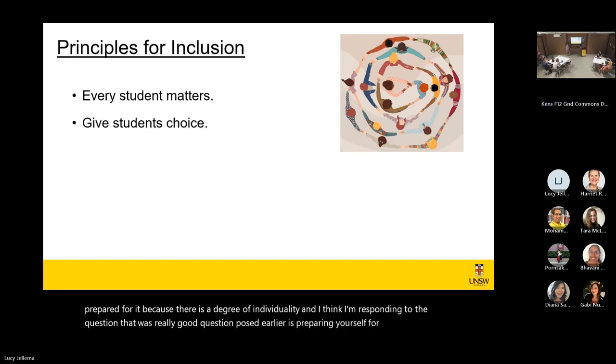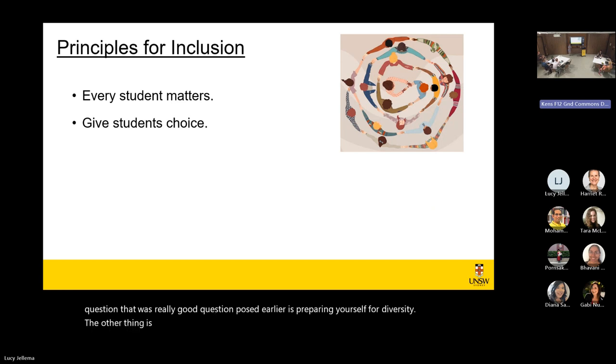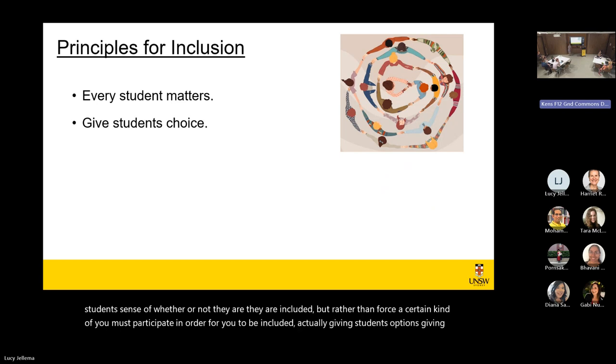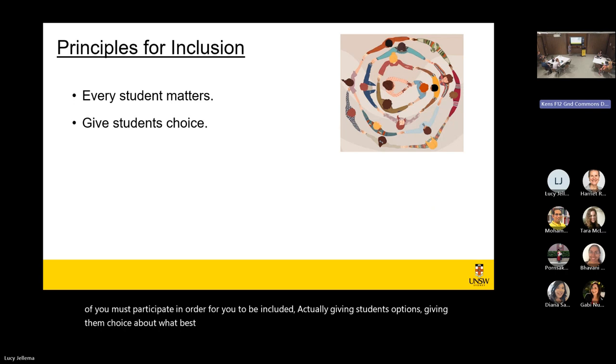for diversity. The other thing is that depending on the context, there are many factors that influence a student's sense of whether or not they are included. But rather than force a certain kind of "you must participate in order to be included," actually give students options, giving them choice about what best represents their learning style, their particular approach. Maybe they need extra time to think through a question on the spot, but then return to that student and ask them, did you have some time? Did you want to contribute now?